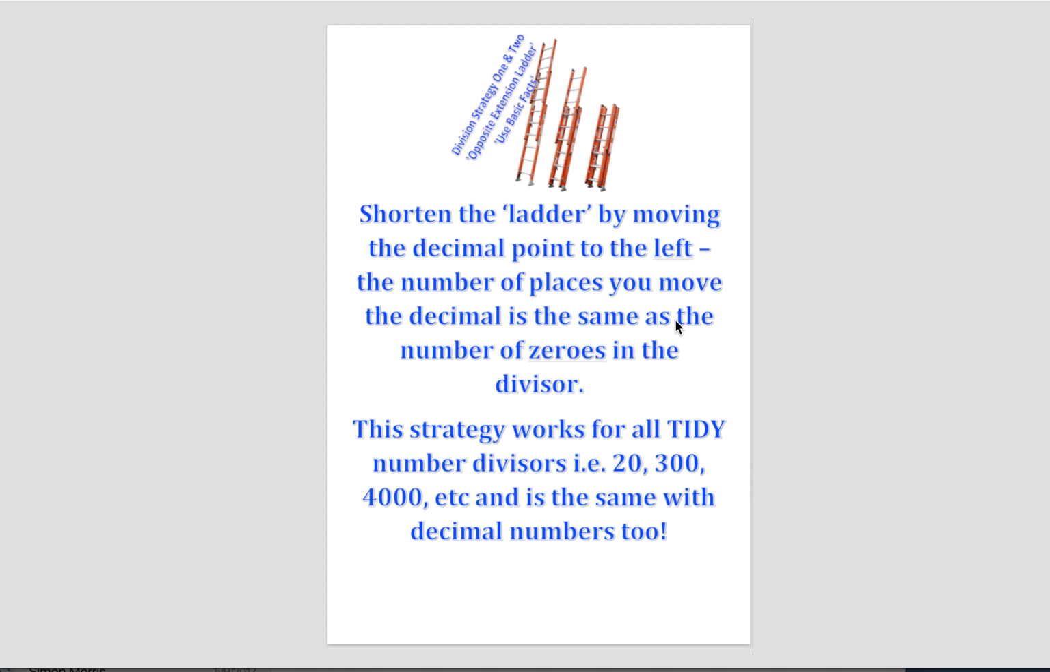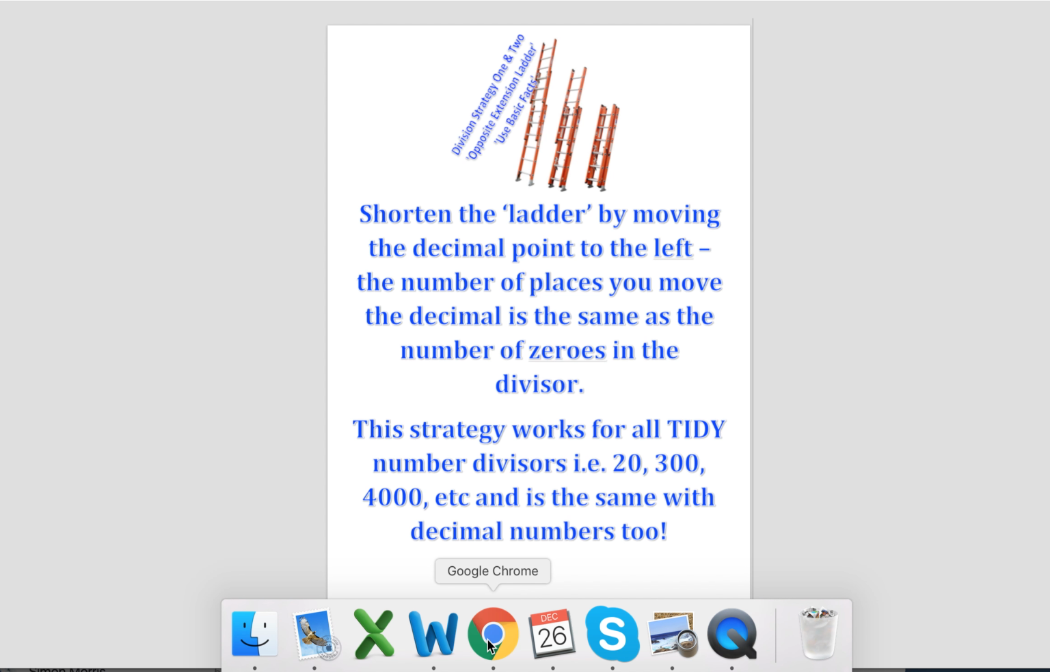This is division strategy 1 and 2, combining the opposite extension ladder with the use of basic facts. By now you should know that the opposite extension ladder is all about moving the decimal point to the left. The number of places is the same as the number of zeros in the divisor. We're going to look at using this with decimals, which is the sort of stage 7 strategy with this one.